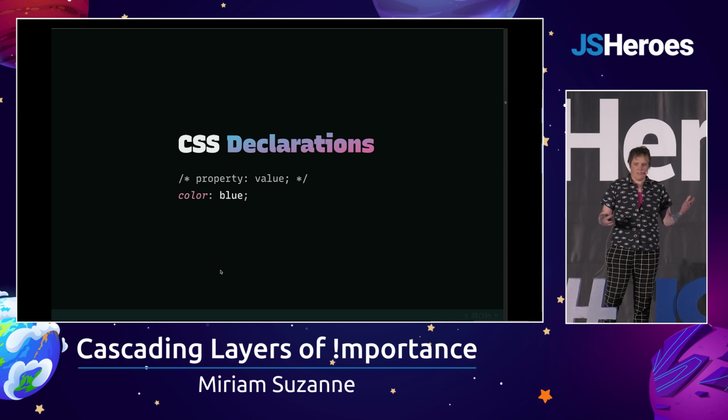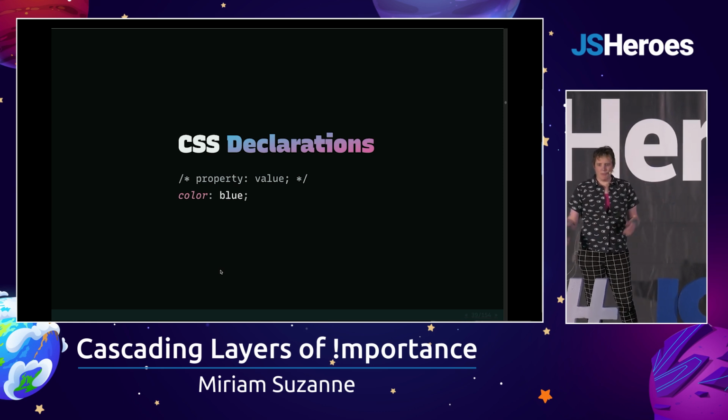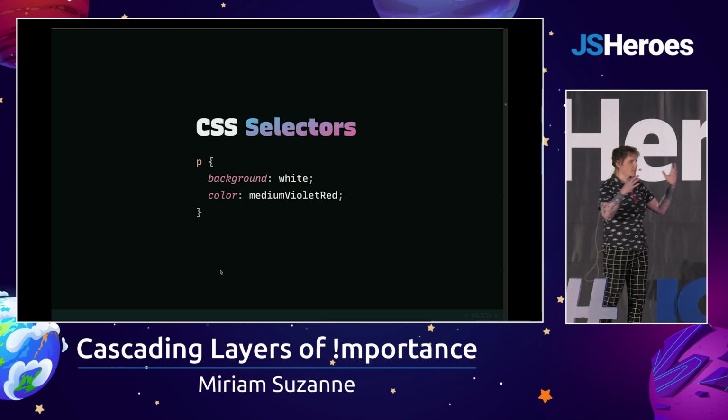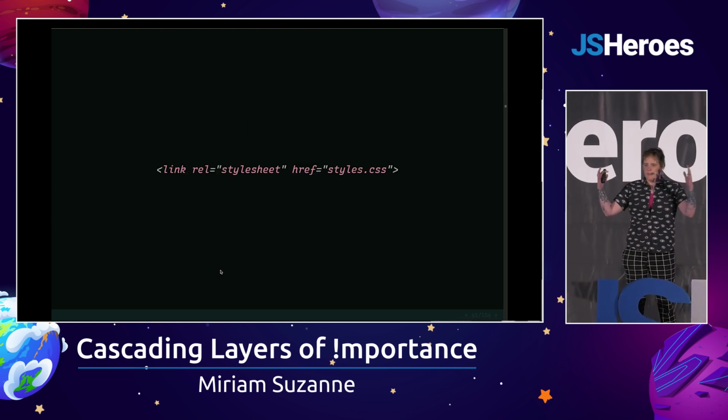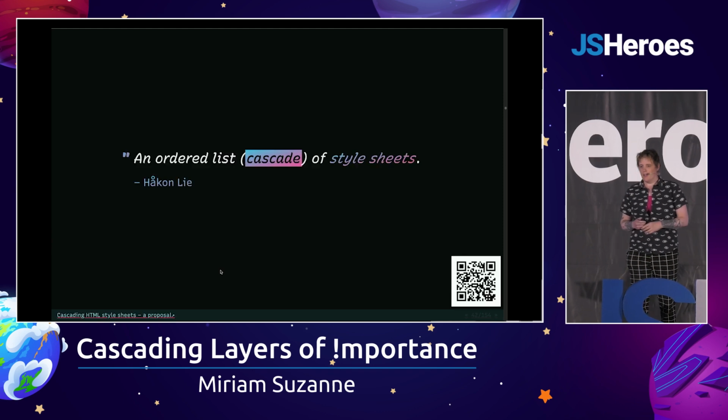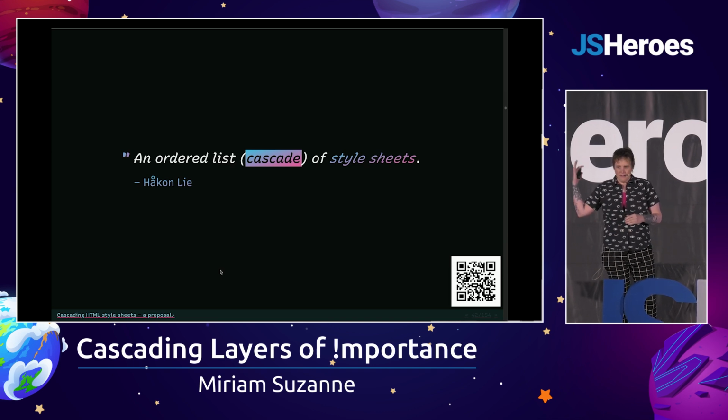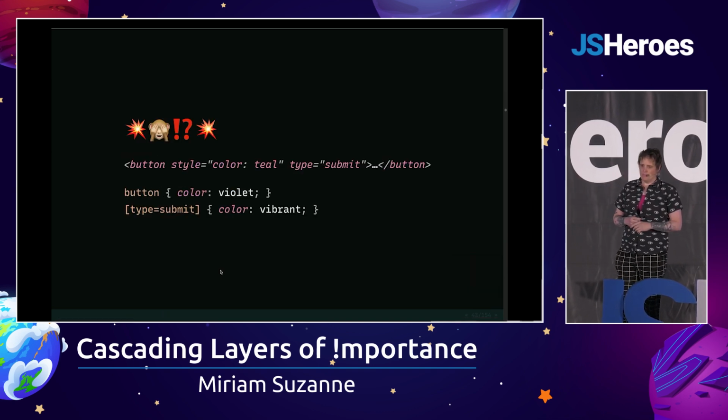We still get CSS out the other end. We get these declarations, color blue, a property and a value, and then we can wrap those up into selectors and attach them to elements and collect those into entire style sheets that we link from the document. And the result is an ordered list or cascade of style sheets. That term is there in the first proposal.